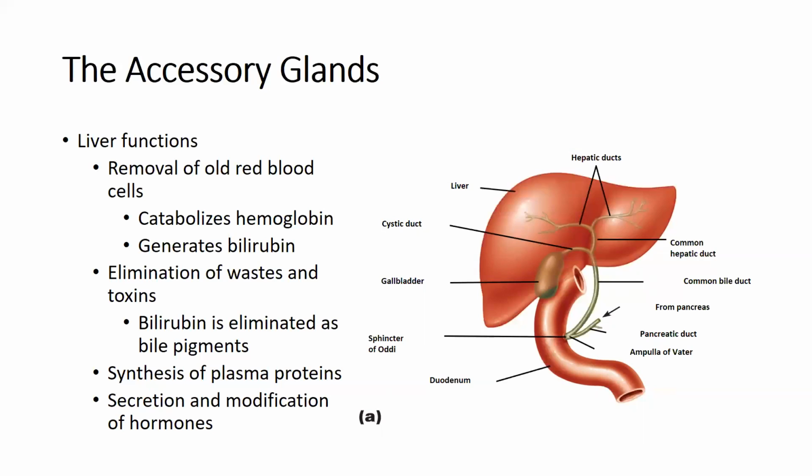Elimination of waste and toxins also happens in the liver, right? Detoxification of the blood. We have synthesis of lots of different proteins and coagulating factors that help in other functions. And we have the secretion and modification of certain hormones, glucagon, okay?